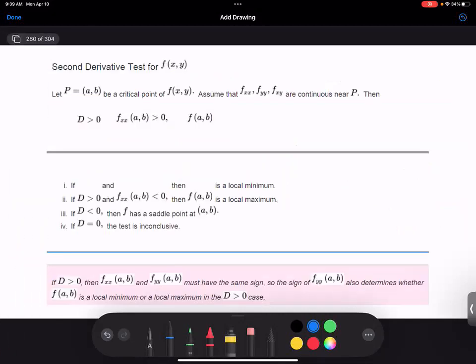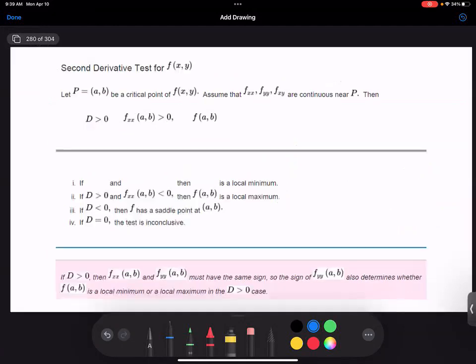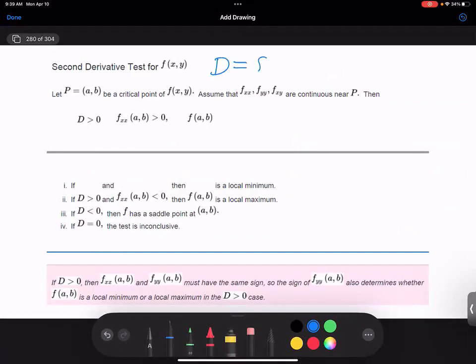And then here is what goes on. So we let d equal this quantity. So d is equal to fxx fyy minus fxy squared. If d is greater than 0, then we have a local.